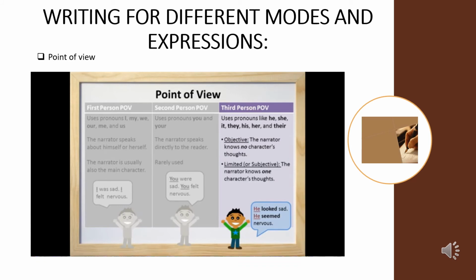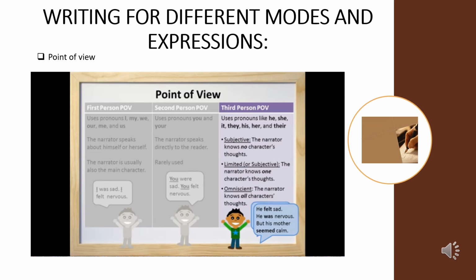In third-person limited point of view, also called third-person subjective point of view, the narrator knows one character's thoughts, but not the thoughts of other characters. For example, he felt sad, he was nervous, but his mother seemed calm. In this example, the narrator speaking knows the thoughts of the boy, but not the thoughts of the mom.